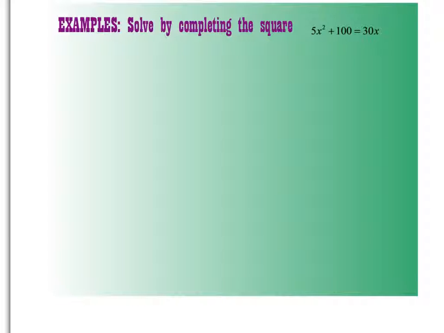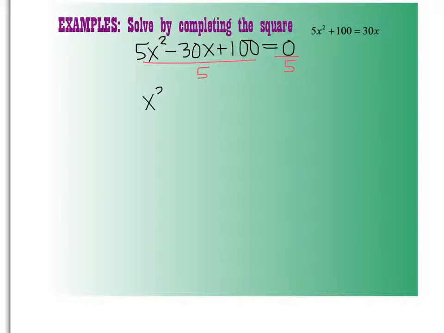Okay, here's another example. In this case, we have 5x squared. If I rearrange it so that it's equal to 0, we have minus 30x plus 100. Now, step number 1 is always to make sure that the leading coefficient is 1. In this case, I notice that every number, a, b, and c, are divisible by 5. So for this problem, I'm going to just divide both sides of the equation because that will make my leading coefficient 1. So I have x squared minus 6x plus 20 equals 0.